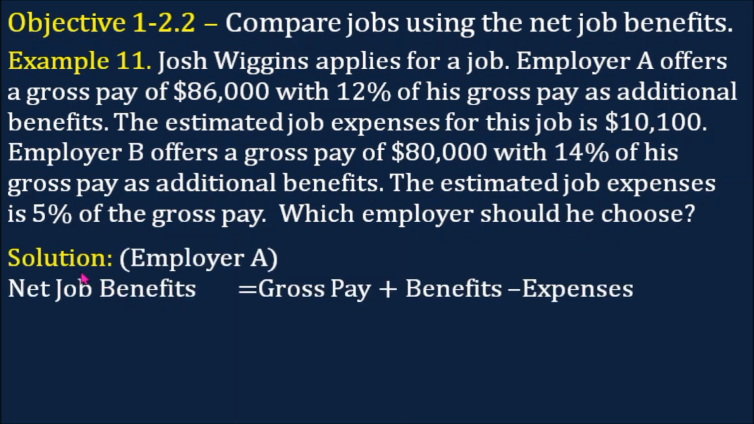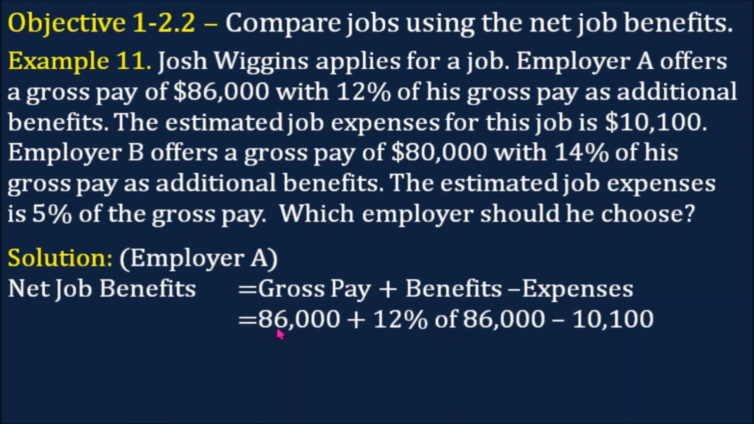First, we are going to look at his benefits from employer A. So this is our formula. Net job benefits equals the gross pay plus benefits minus expenses. So the gross pay is $86,000. Then for the benefits, it's 12% of $86,000. Then expenses, it's $10,100. So 12% of $86,000 is $10,320.